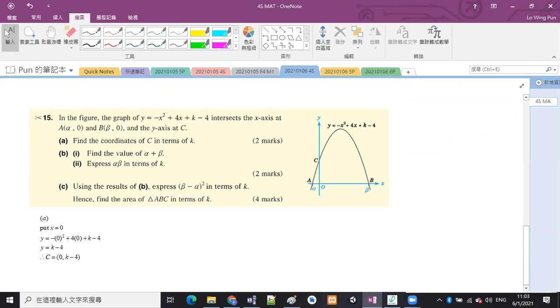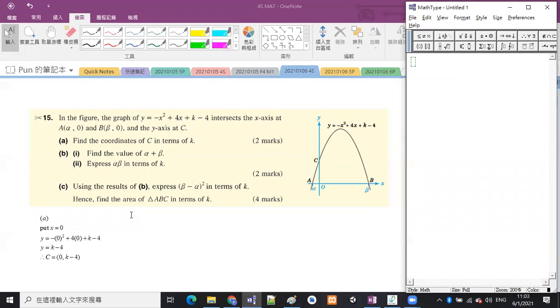Then part B. B1. Find the value of alpha plus beta. Alpha and beta are the x-intercepts of the graph. So when you put y to be 0 into the equation, you get 0 equals negative x squared plus 4x plus k minus 4, and this is a quadratic equation.